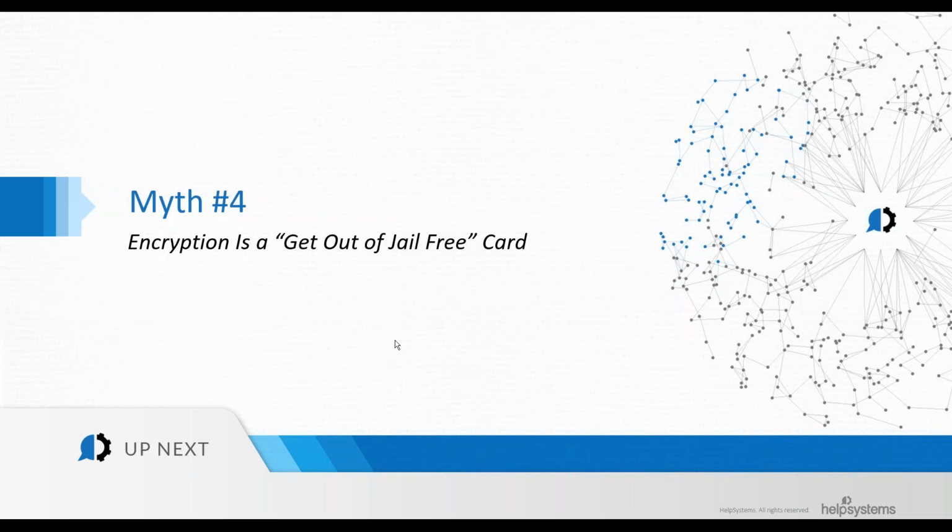Okay, myth number 4. I like this one. This is that encryption is a get out of jail free card. So that myth is that if you do encryption, you're off the hook. If it was the get out of jail free card and you were off the hook, and I get breached, I'm not in trouble.